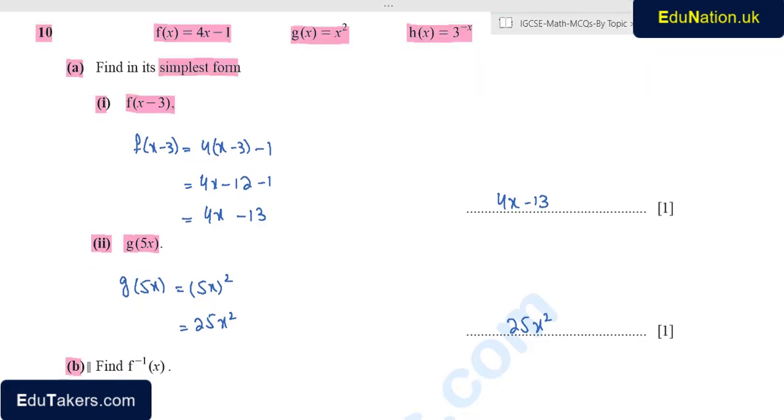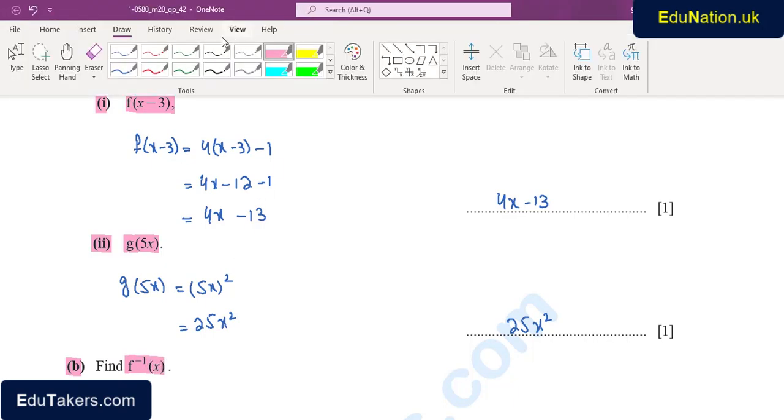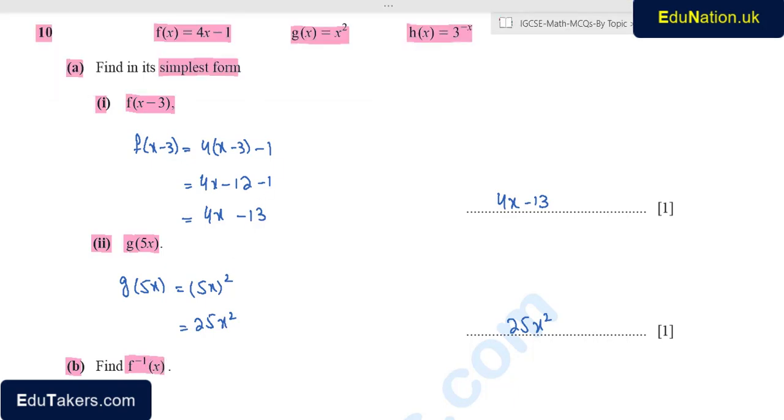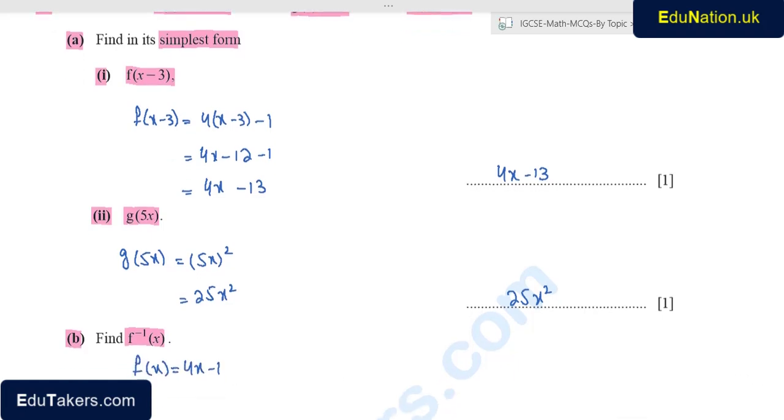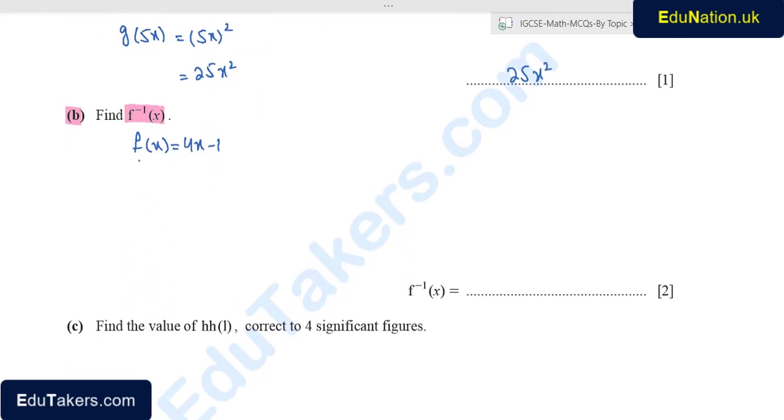Its B part is find f inverse of x. f of x is 4x minus 1. Let y is equal to f of x. From this, x is equal to f inverse of y. Let's put f of x as y.